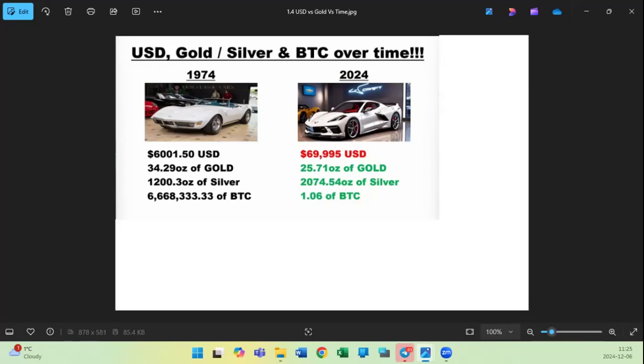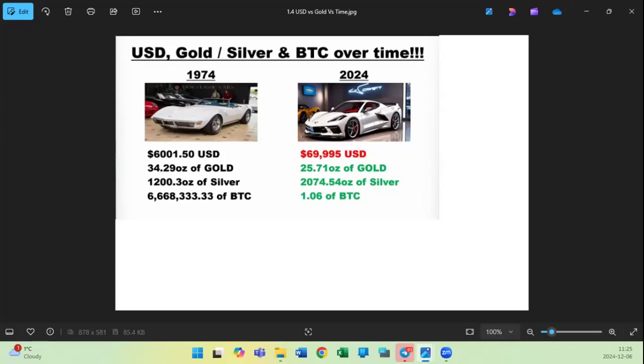Silver, not even double. You need another 800 ounces on top of your 1,200 ounces to get that car today. It held the value. It didn't go way down. You had to do multiples. But Bitcoin, it's not money, but it is the number one currency on this planet by far ever created, period.